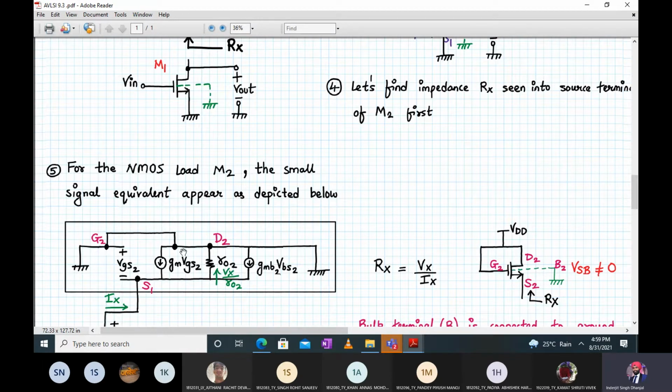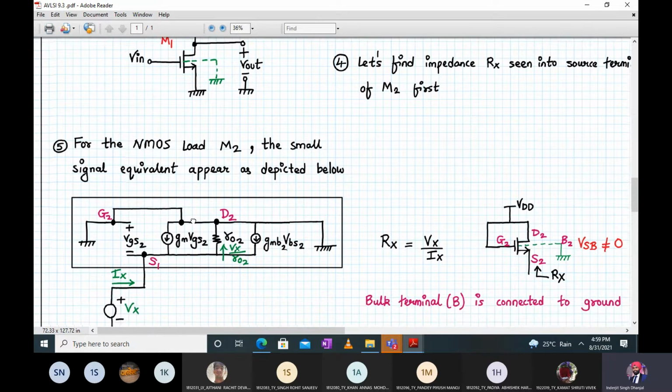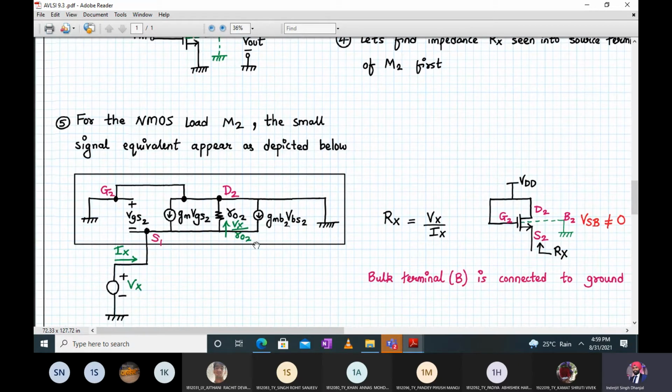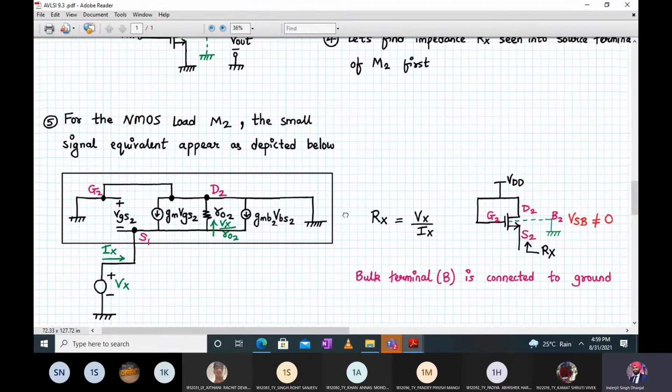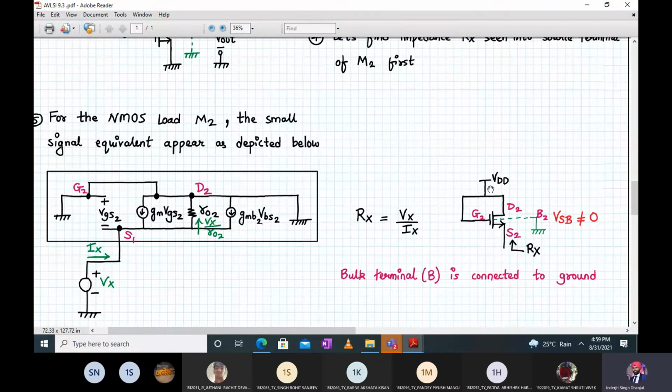And its gate terminal and drain terminal are tied together. And what do we do then? We apply a test source VX at the source terminal and pass the current IX. And now we have to calculate RX equal to VX upon IX. Actually, we have done this for this transistor. It's just a revision for y'all. So for this transistor, your VSB is not equal to zero. And if we calculate the equivalent resistance RX, it will basically be RO2 parallel to 1 upon gm2 parallel to 1 upon gmb2. So let's see it anyway.